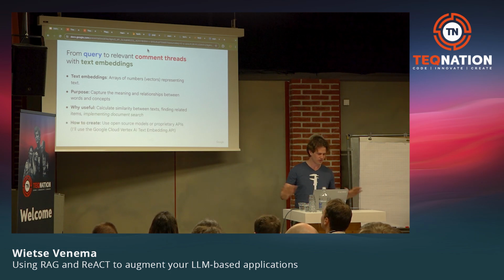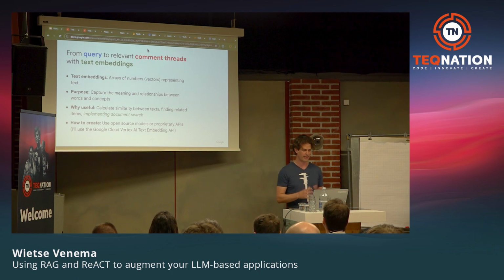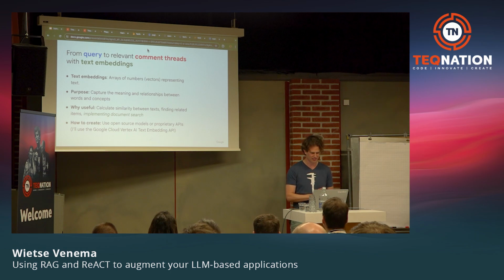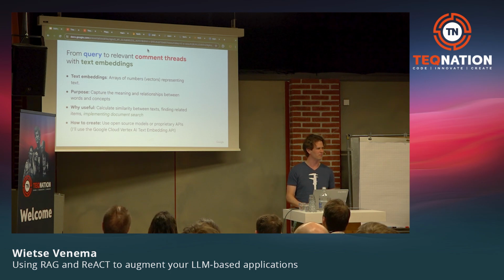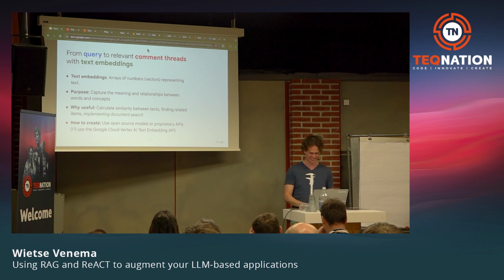Okay, cool, so how to create those text embeddings? You can either use open source models or a proprietary API. And like I said, I work at Google Cloud, so I'm pretty limited in the options I can choose. So I will use the Google Cloud Vertex AI text embedding API. Well, that's a mouthful, but at least the name is very descriptive, right? It's an API, you get text embeddings. I like that.